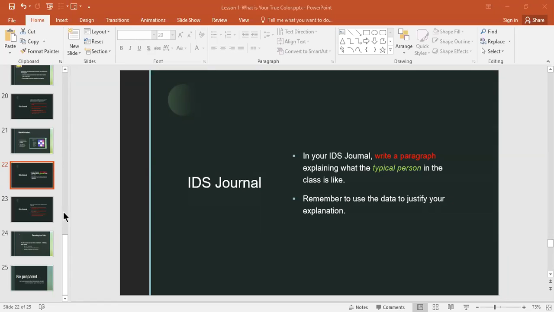All right, ladies and gentlemen. So let's see. Ooh, okay. Gabby, can you please unmute and share? What do you think the typical person in the class is like? Gabby going once? Gabby going twice?